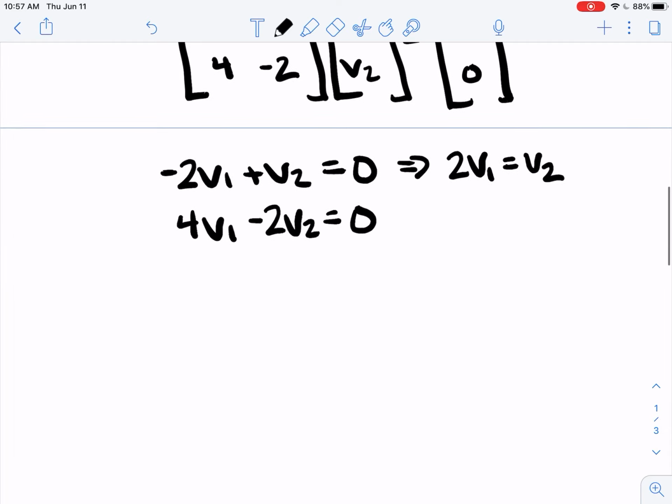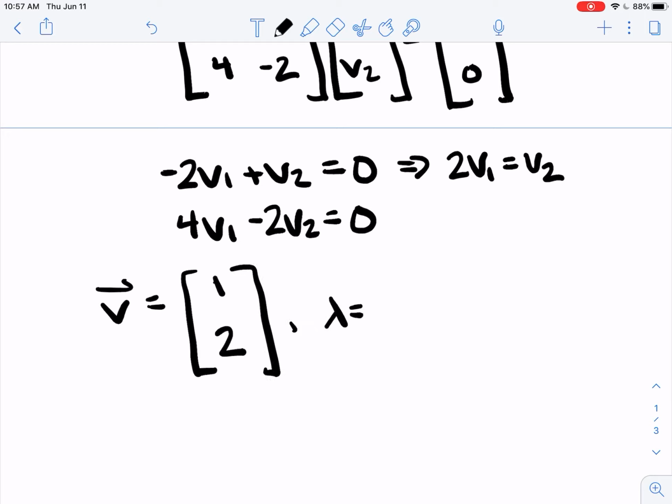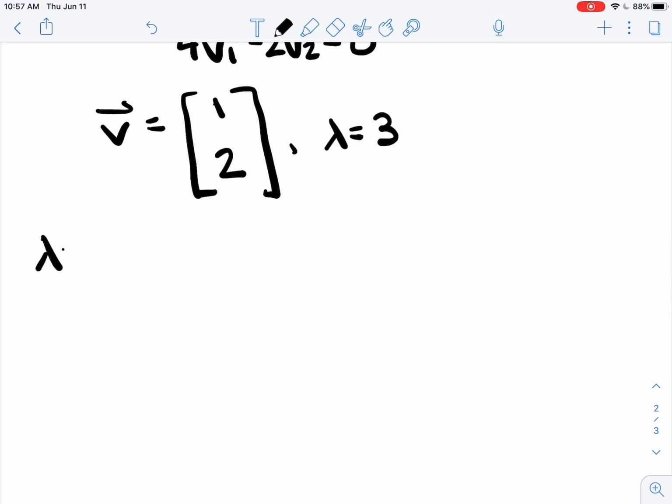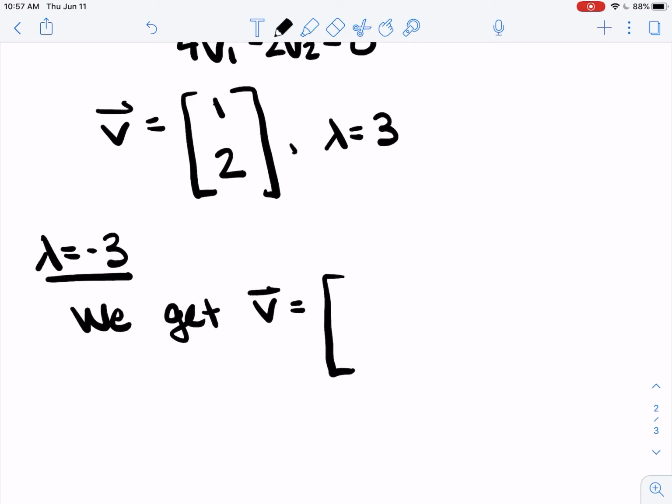We can pick v1 to be 1, and 2 times that will be v2. So we have an eigenvalue and eigenvector. And the second pair was lambda equals negative 1. If we pick that, I'm going to skip ahead. We get the eigenvector 1, negative 2. So we have both eigenvalues and both eigenvectors.